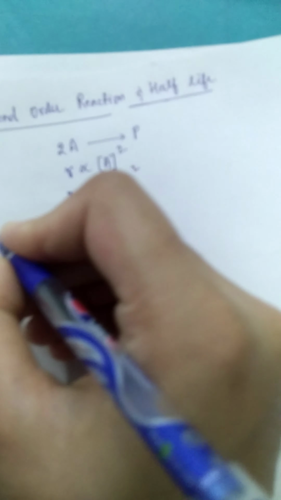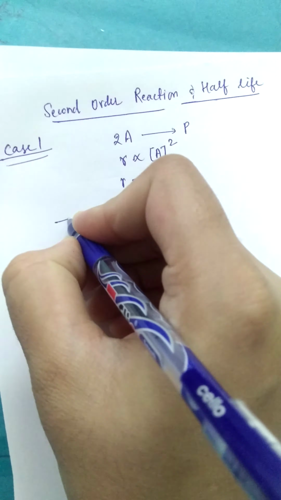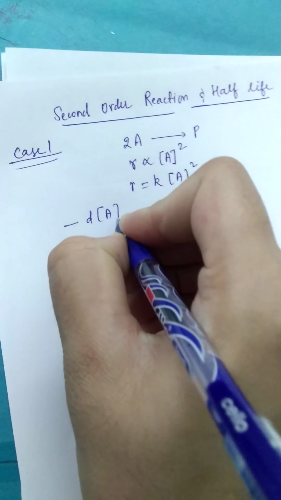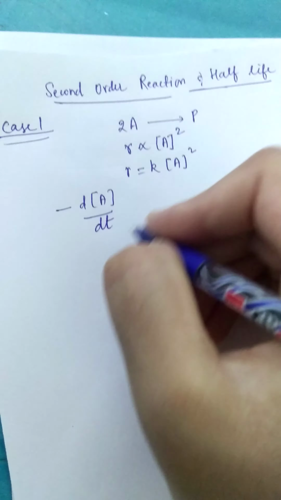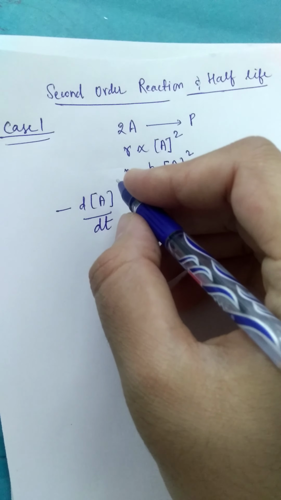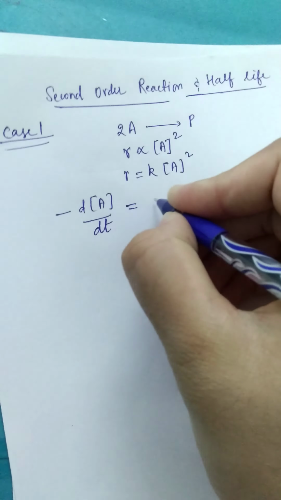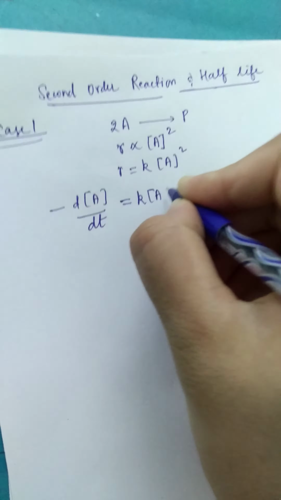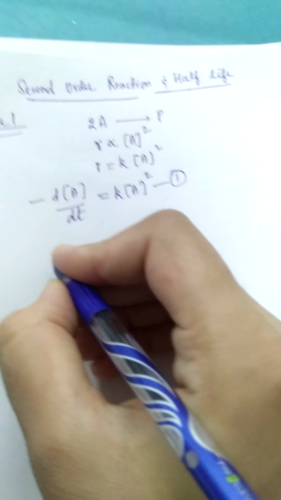Alright, now we also know that the rate of reaction can be written in the form of decrease in concentration of reactant with respect to time, or increase in concentration of product with respect to time. So here we are only considering the decrease in concentration of reactant with time. So this will become equal to K into concentration term raised to power 2. Let's suppose this is first equation.